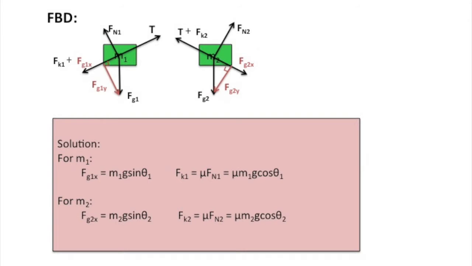For m2, the horizontal net force is equal to the x component of gravity of m2 minus the tension and the kinetic friction of m2. The vertical net force is 0 as well, so the magnitude of the normal force of m2 is equal to the y component of gravity of m2. Fg2x equals m2 g sine theta 2 and Fg2y equals m2 g cosine theta 2, and it times mu to solve the friction of m2.